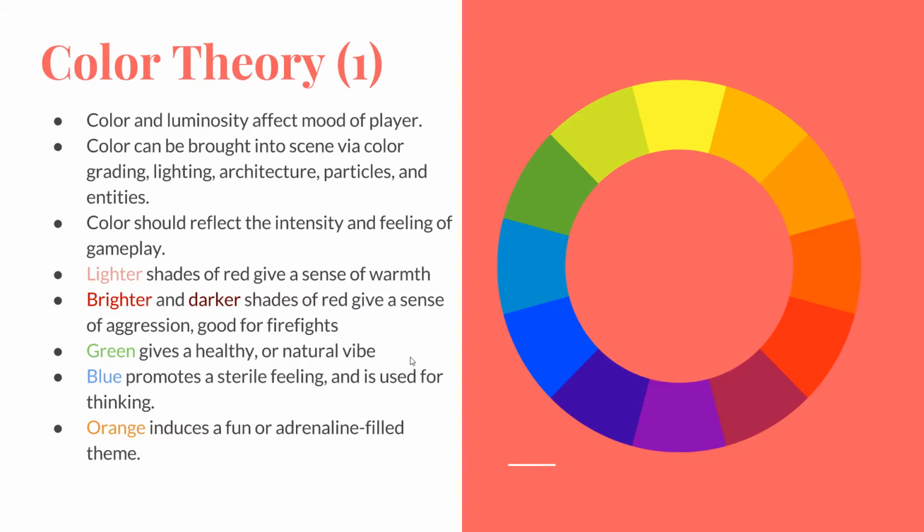Now if you go into blue, for strategy games, blue is brilliant because it promotes not only a sterile feeling like you would get in a lab, but it's used to promote thinking. So anything like a strategy game and things like that, blue players often perform better there. Green, it promotes the feeling of healthy and stuff like that. It's more natural. Orange is fun, it's adrenaline, it's excitement.